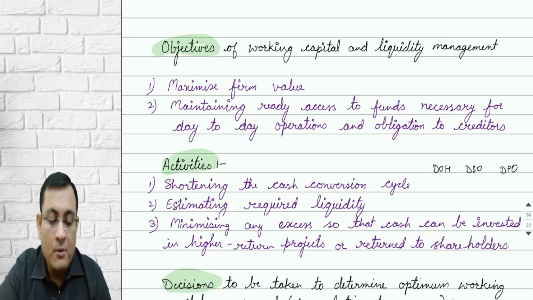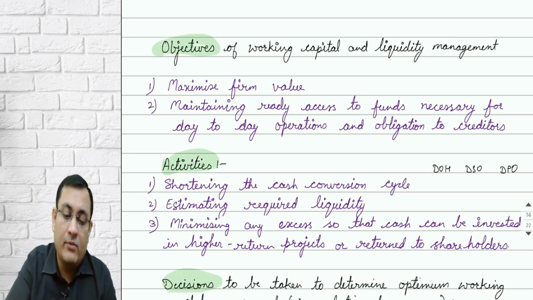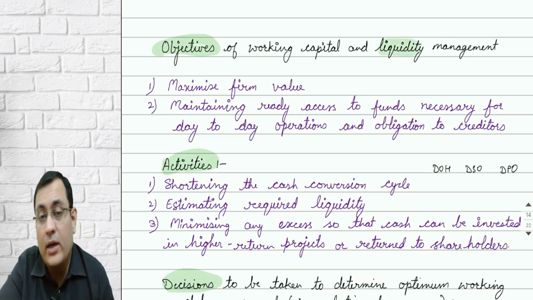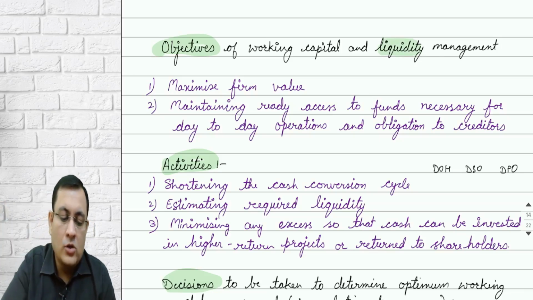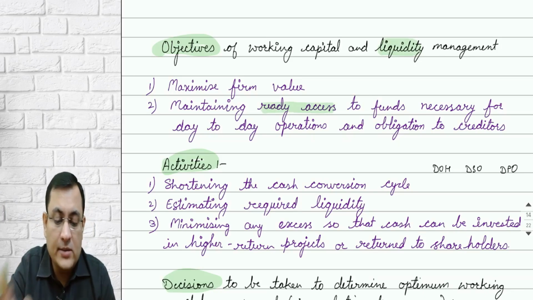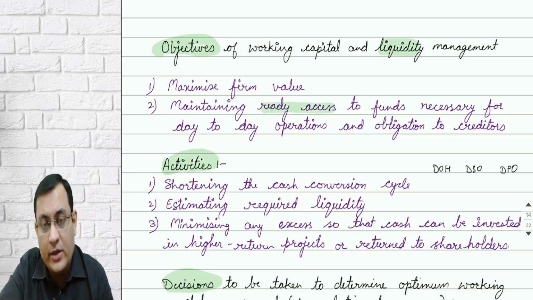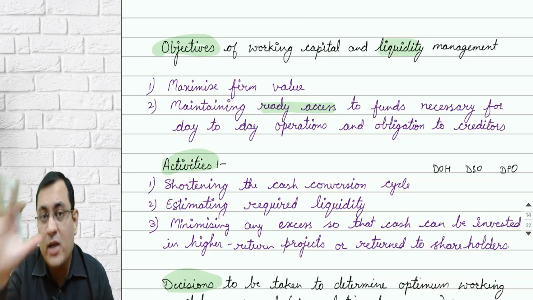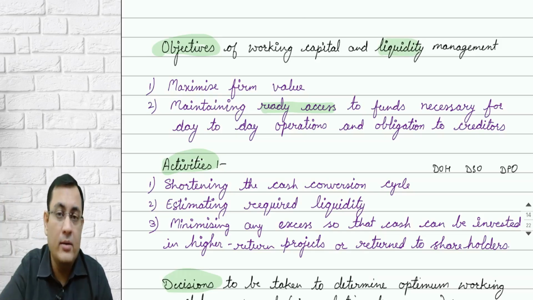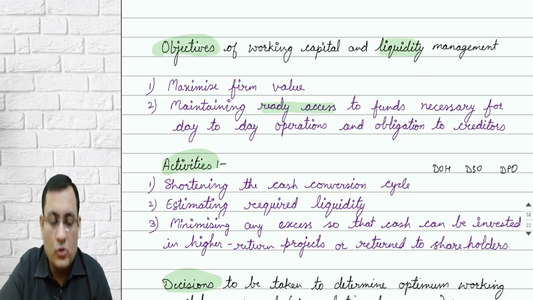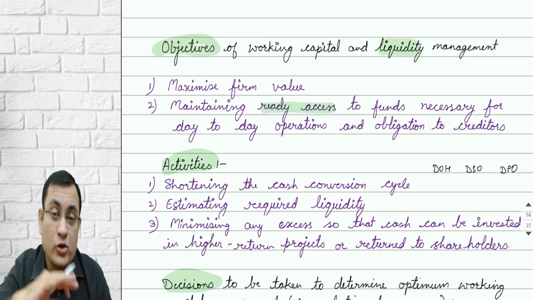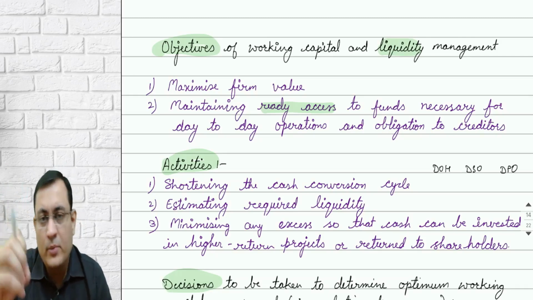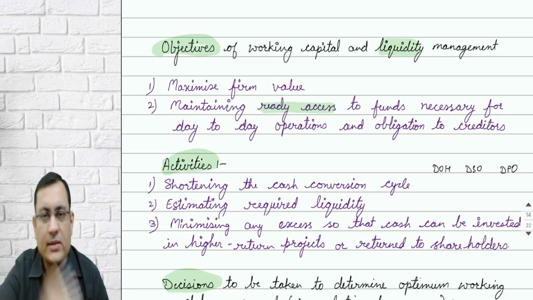Number two, maintain ready access, because this year we are also covering liquidity. And liquidity means the ability to meet the short-term payment obligations. So ready access to funds necessary for day-to-day operation and obligation to investor. So there should not be any cash shortage, because of which our operations may stop. So that is the second objective. First, the overall objective, maximizing the value of firm, and second is that the operation should run smoothly. Funds should be readily available for day-to-day working as well as the short-term obligations.